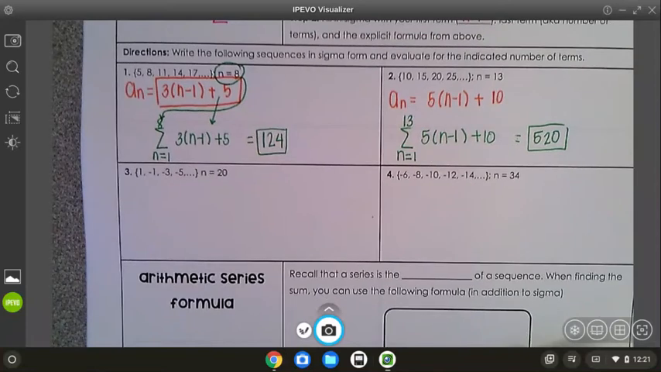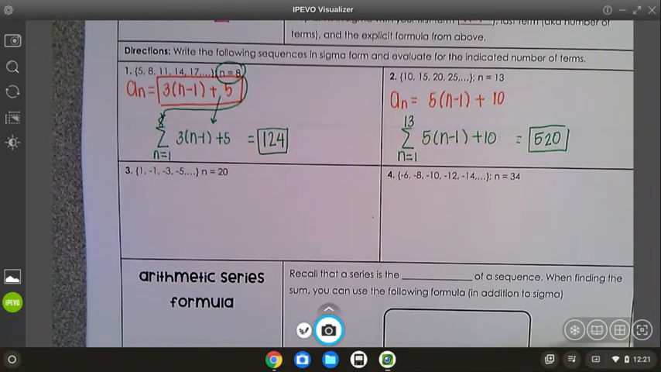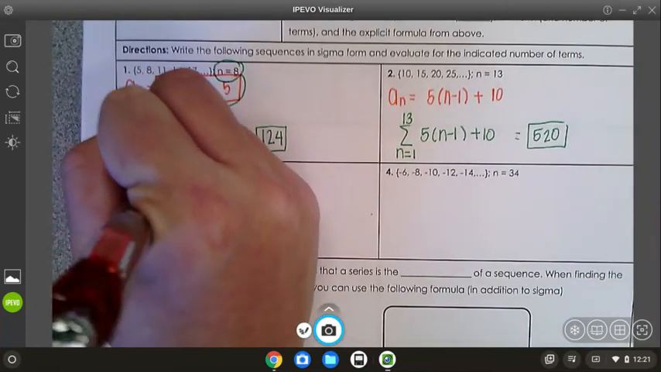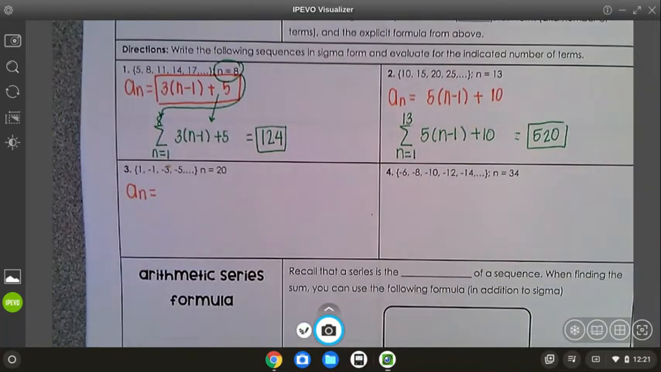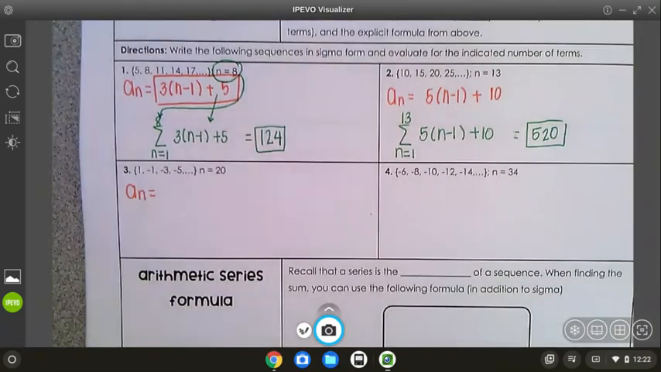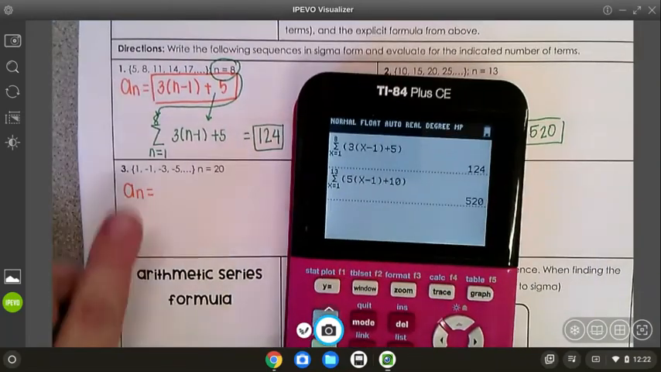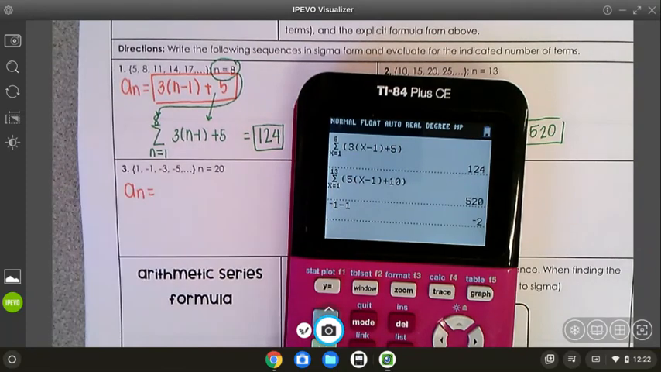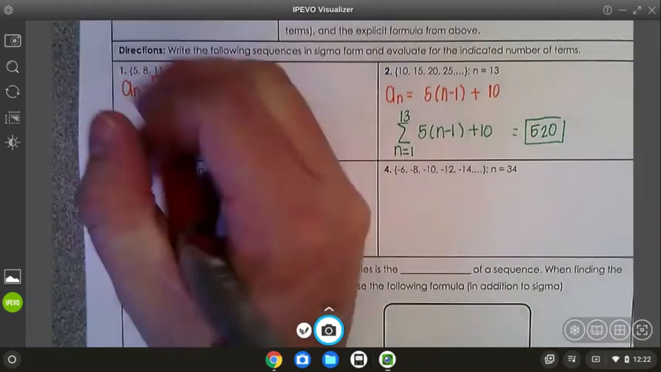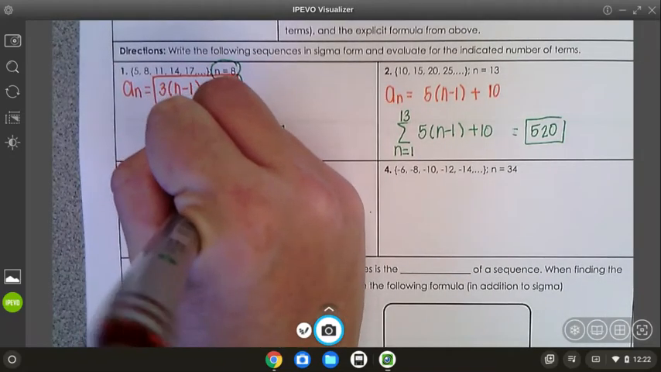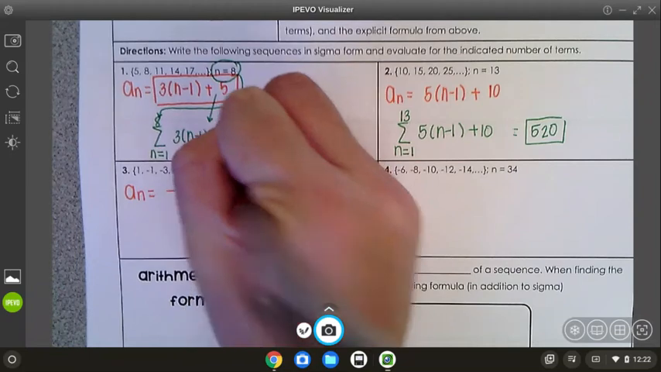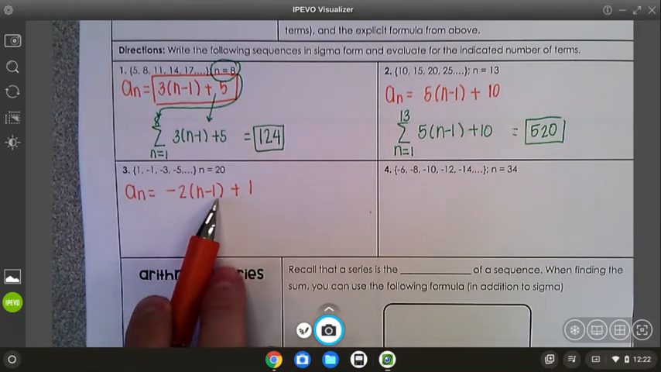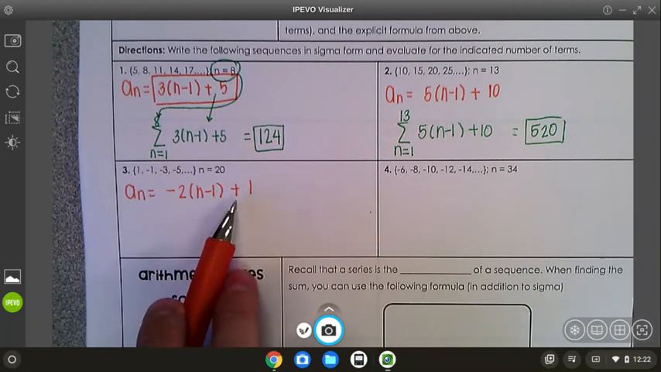We'll do number 3 together, and then you can do number 4 on your own. All right, what's the common difference? If you're not sure, remember you can take any term and subtract the one before it. We get -2. So here's my formula, my common difference. We're just going to leave n minus 1 plus 1.